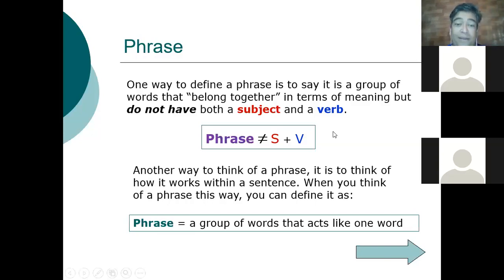Okay. Otra manera de pensar en una frase es pensar en cómo funciona dentro de una oración. When you think of a phrase this way, you can define it as a group of words that act like one word. Okay, they act like one word. Funcionan como una palabra. Ya lo había dicho anteriormente.